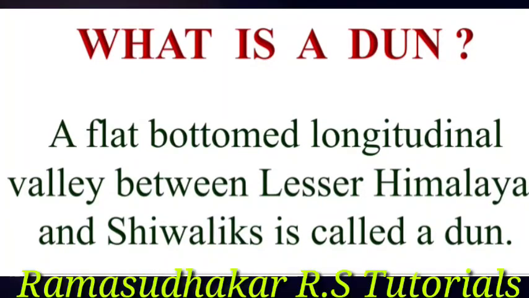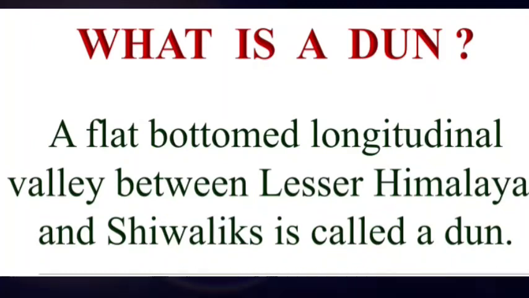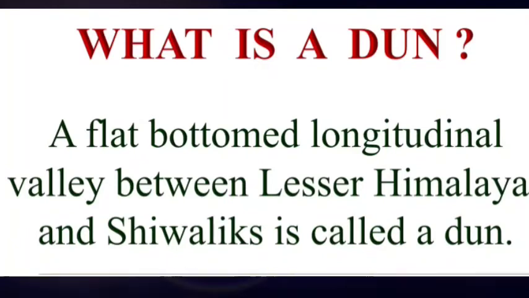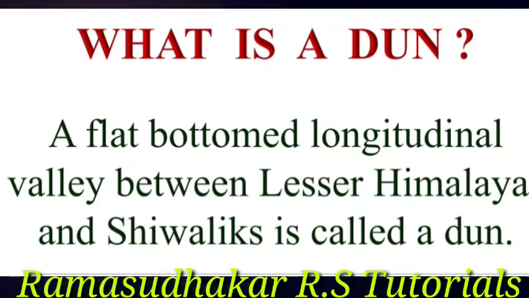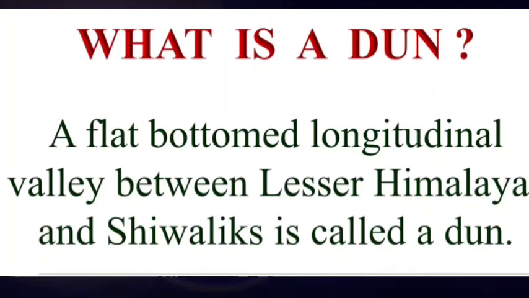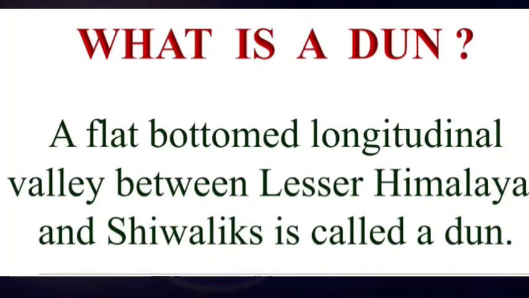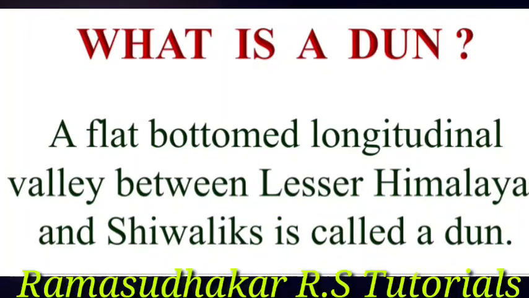What is a dune? A flat bottomed longitudinal valley between the Lesser Himalayas and Shivaliks is called a dun. Number of examples there: Patli Dun, Kotli Dun, okay, Dehradun. So these are some examples.